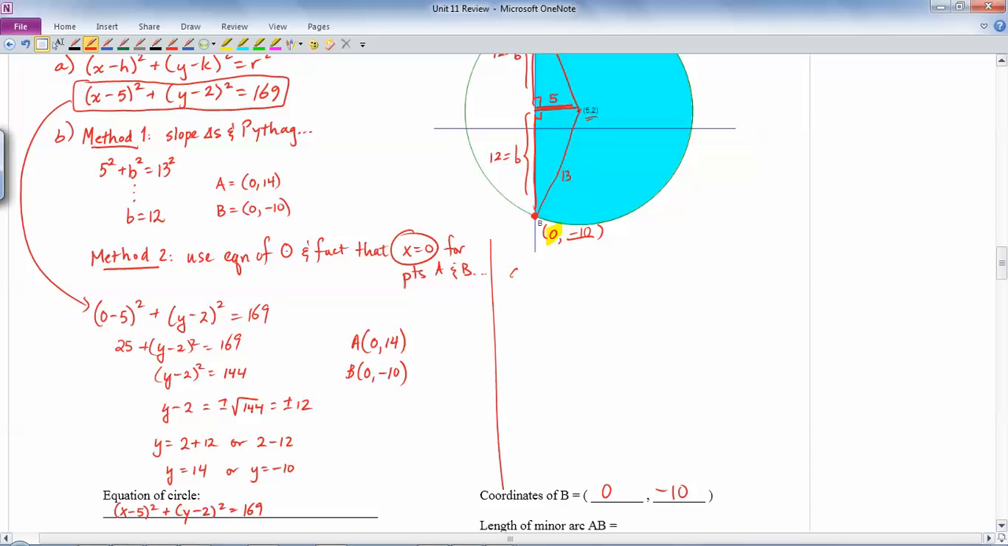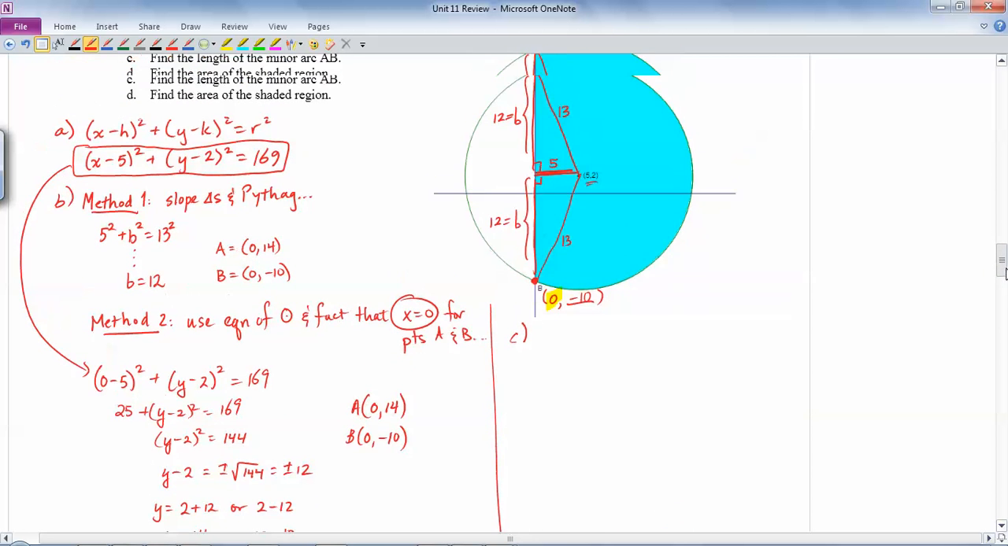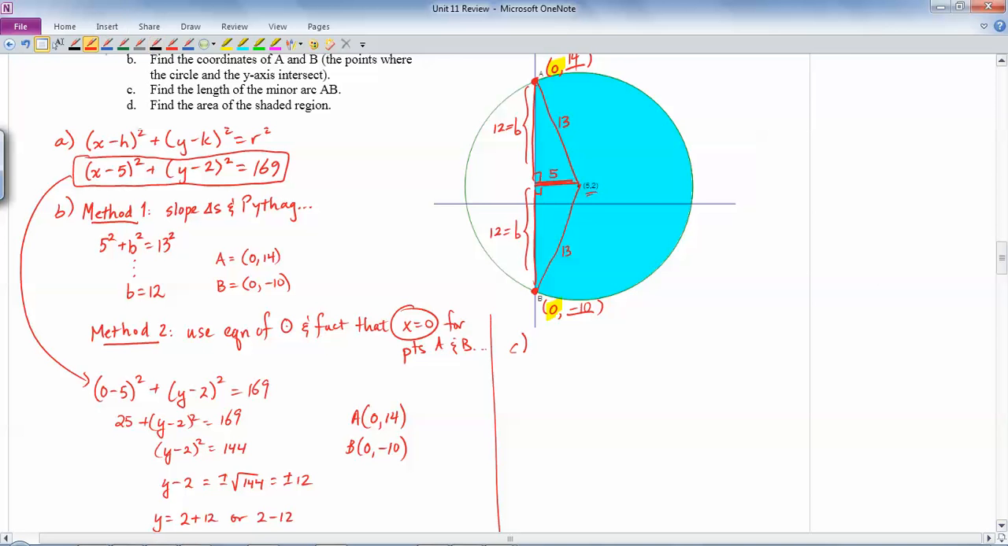Okay, let's take a look at C. What does C ask for? C says find the length of the minor arc A to B. Okay, so remember arc length is the angle that it forms divided by 360 times, not pi r squared, but the circle's circumference, since it's a fraction of the circle's circumference. So it's the angle over 360 times the circumference.